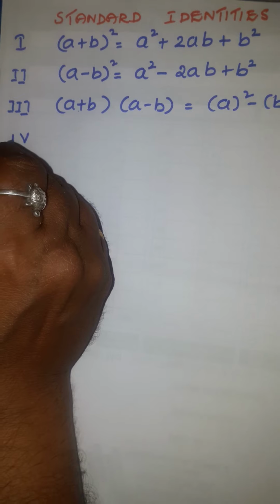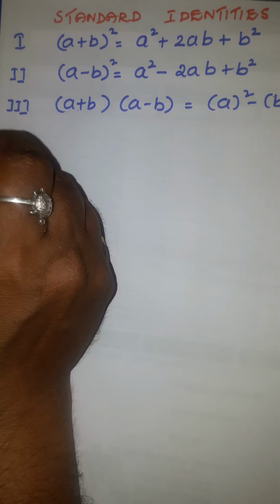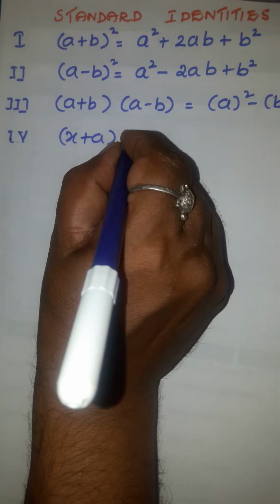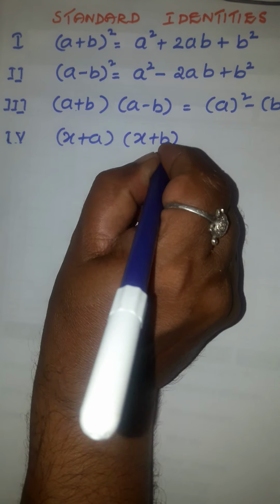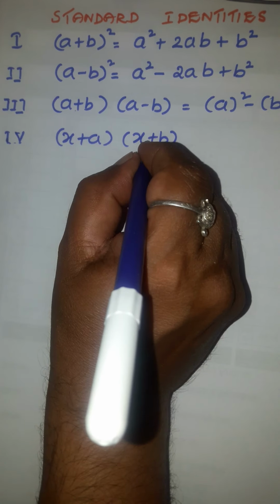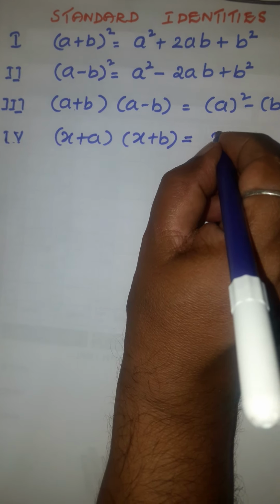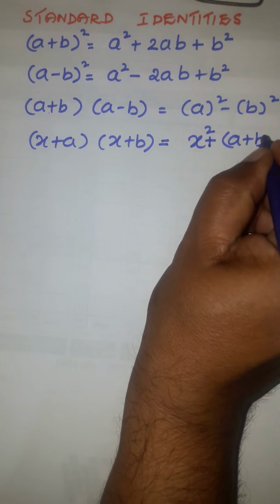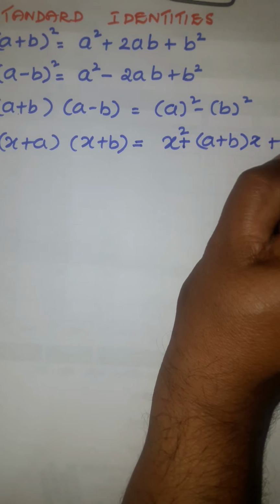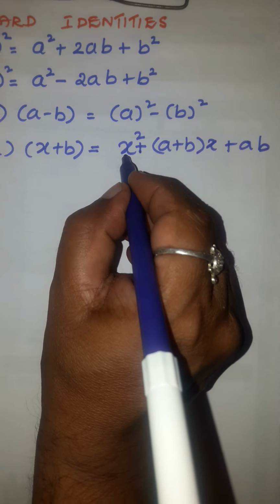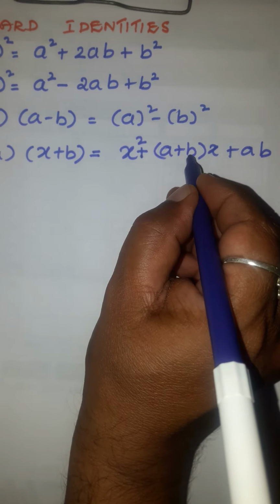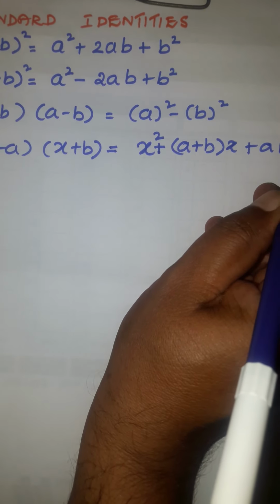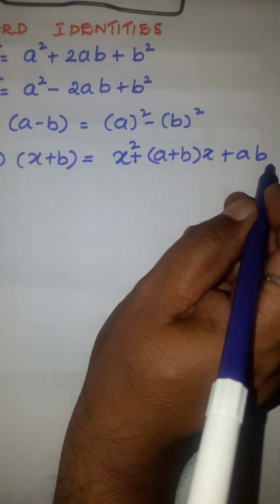Now the fourth standard identity: x plus a into x plus b. When we multiply binomial x plus a by binomial x plus b, we will get x square plus a plus b into x plus ab. See, x square is the square of the variable, a and b are constants and x is a variable, plus ab. And this is the fourth standard identity.